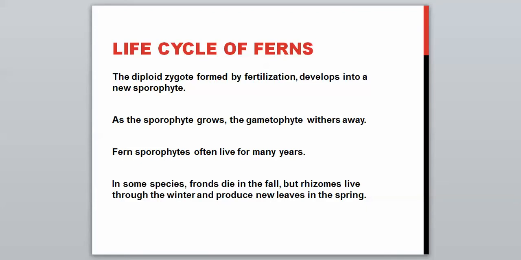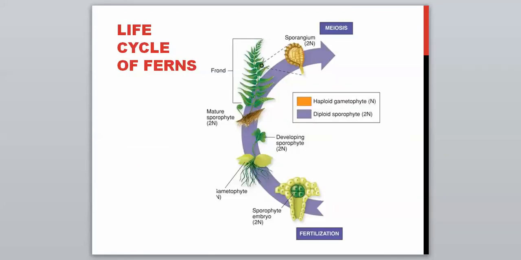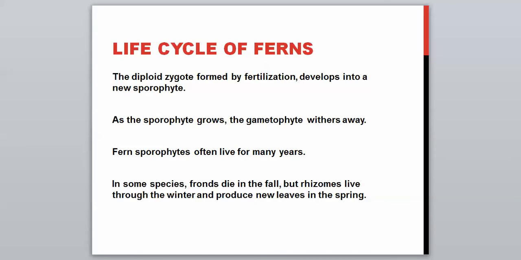As the sporophyte grows, the gametophyte withers away. So we'll go down here. We have the sporophyte growing, and we have a gametophyte right here, and as you can see the sporophyte is growing larger, and then up here we have the mature sporophyte with no gametophyte, so the gametophyte has completely withered away and died.